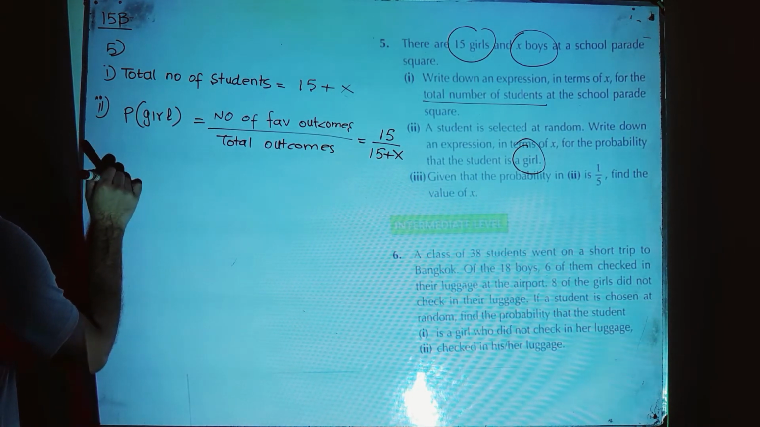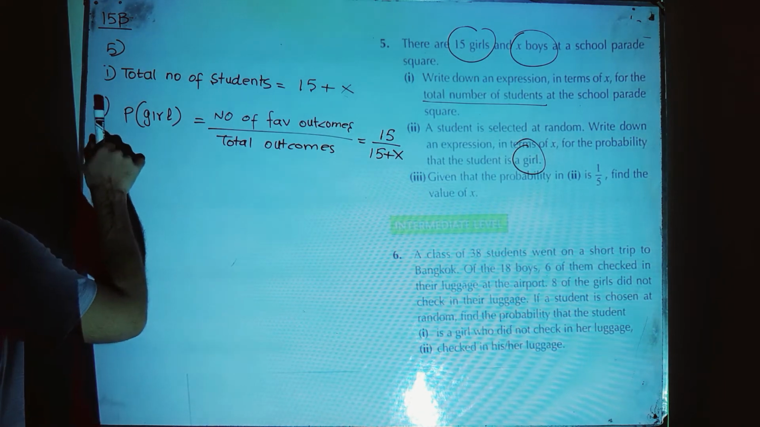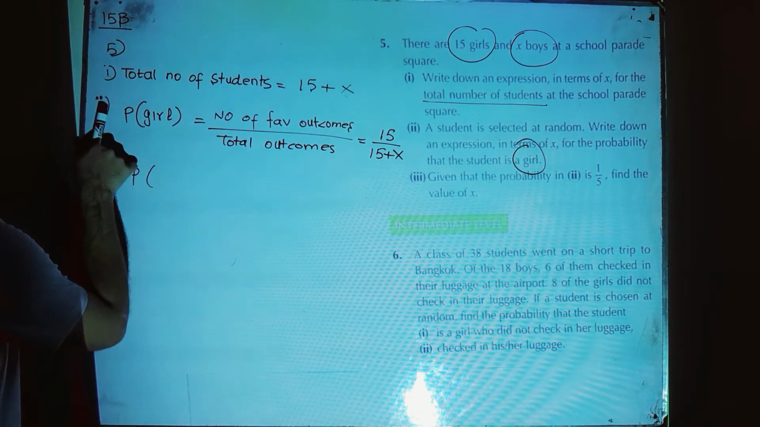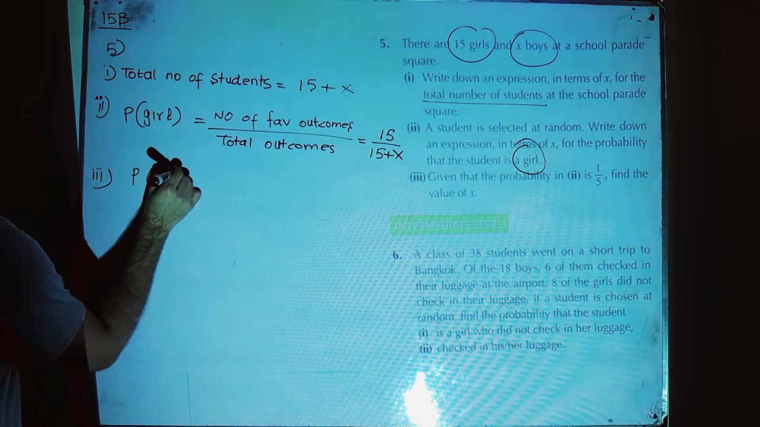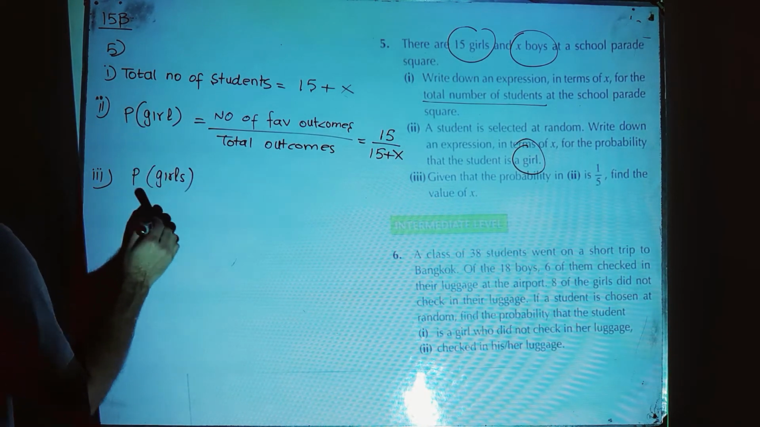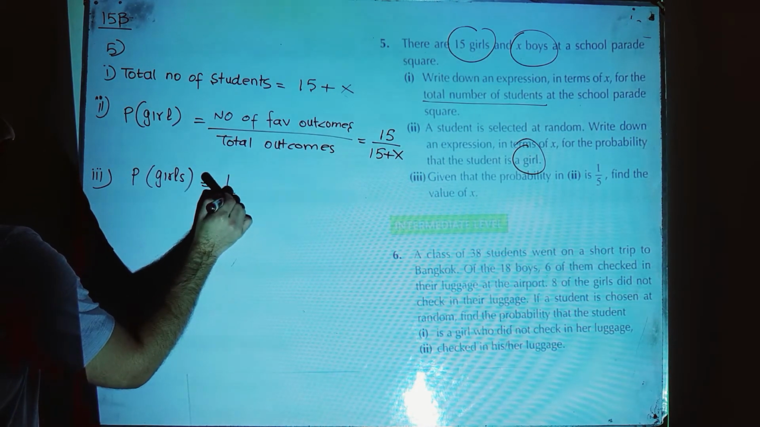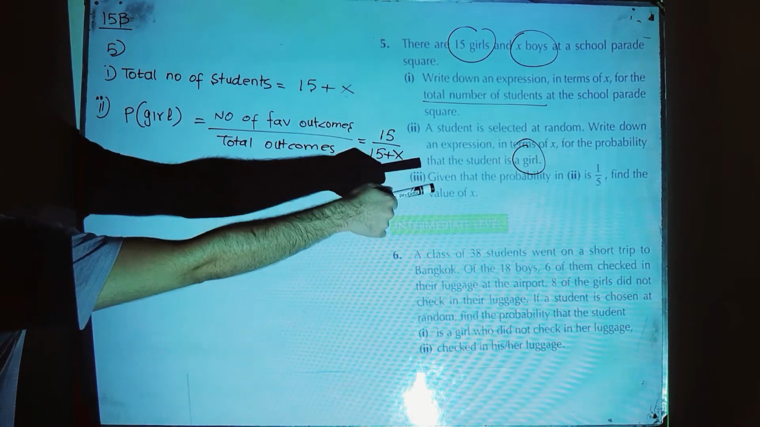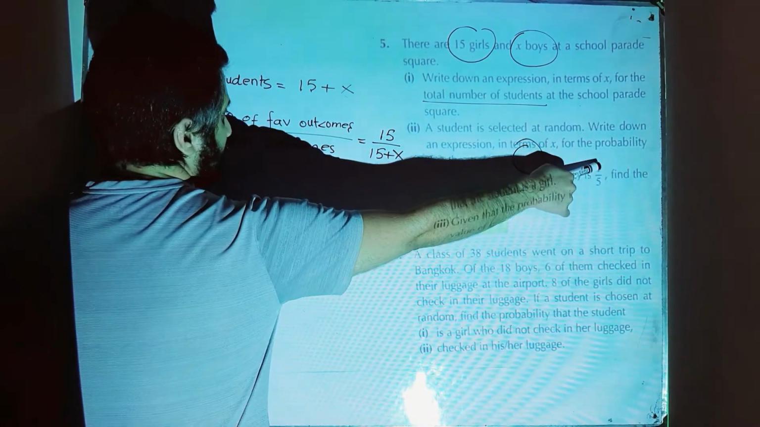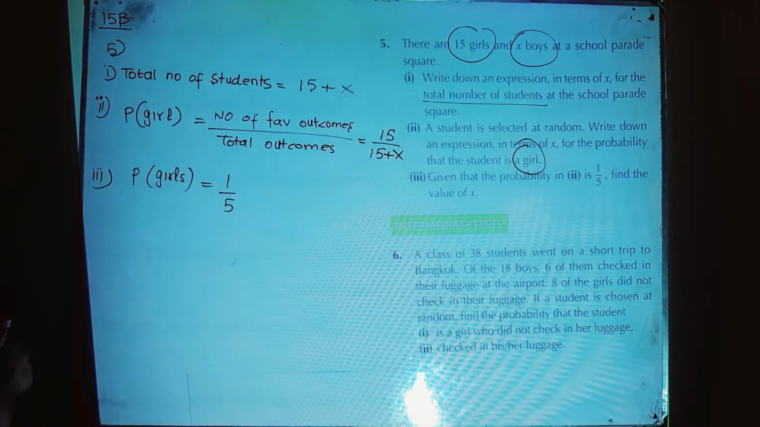Part number 3. Given that the probability in 2, the probability in 2 means the probability of having a girl student, that is how much? 1 by 5. This is given in part number 3. That probability in 2 is 1 by 5. Find the value of X.